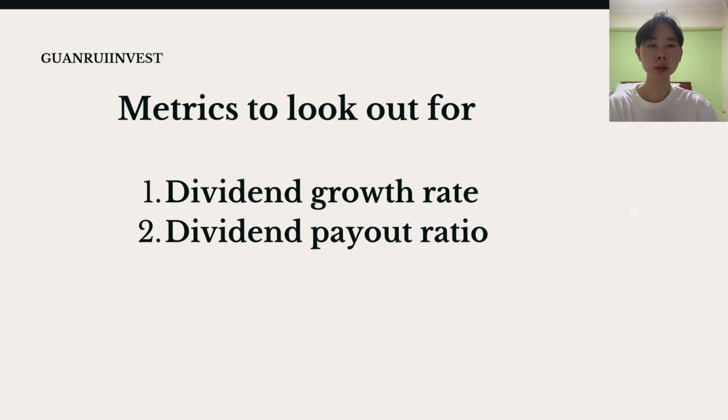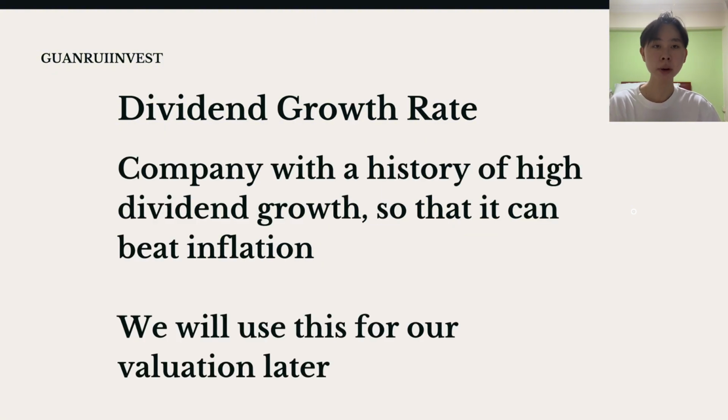So here are some of the metrics to look out for when it comes to your dividend stocks. You want to check for the dividend growth rate as well as the dividend payout ratio. The dividend growth rate is simply how fast the company is growing its dividend all these years. And normally you want your companies to be able to grow its dividend above the rate of inflation so that they can give you a higher purchasing power than the actual inflation itself, so that the same dollar is worth a lot more than what it was a year ago, discounted for the inflation over here.